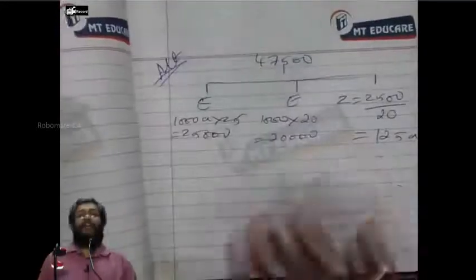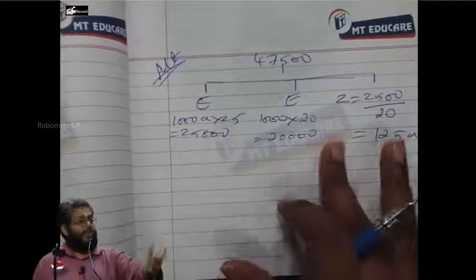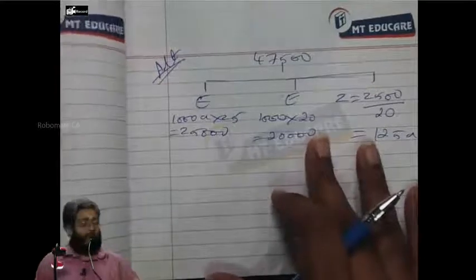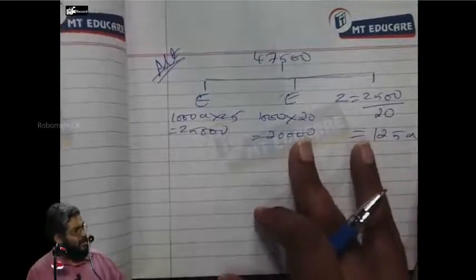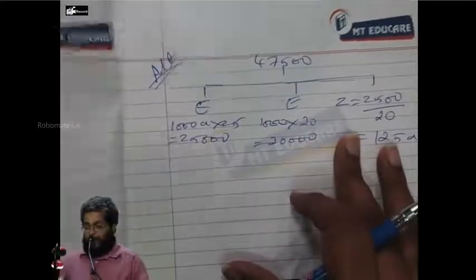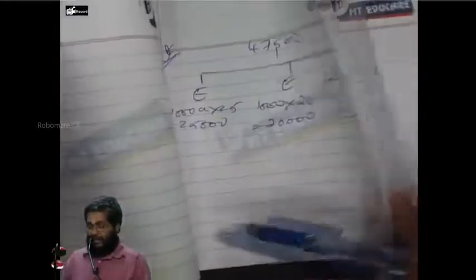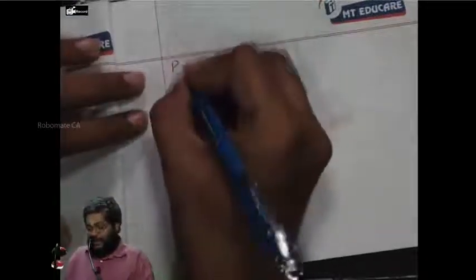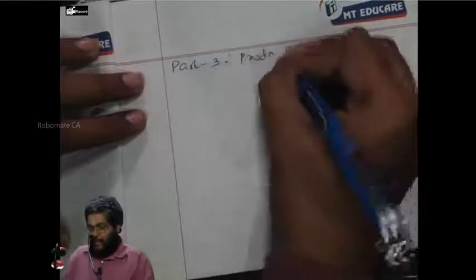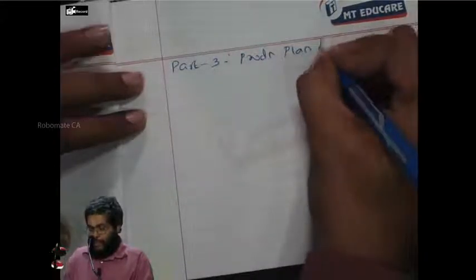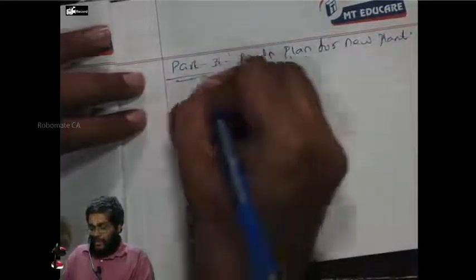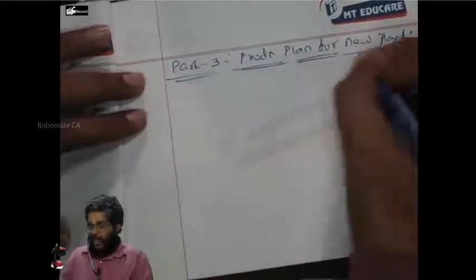Now, the last question is, let's say the 4,000 units new plant is there or not? They are asking you how you can use the 4,000 units. No need to follow any product mix. Can I proceed or not? Now, step 2 or step 3 or part 3? Part 3. Production plan for the new plant.